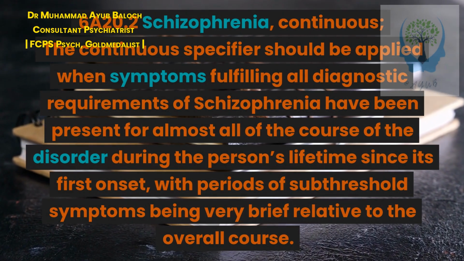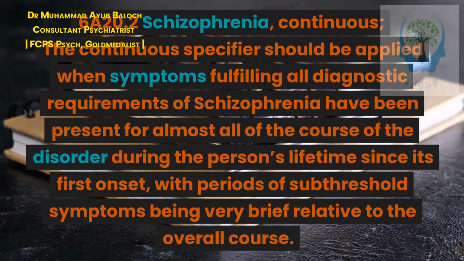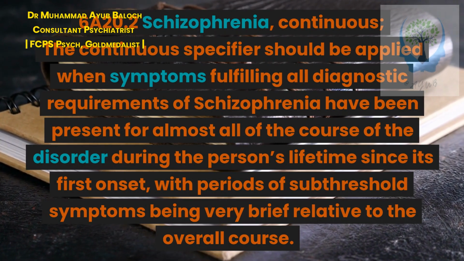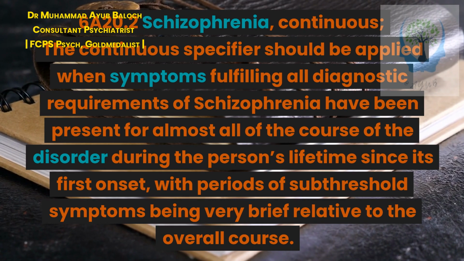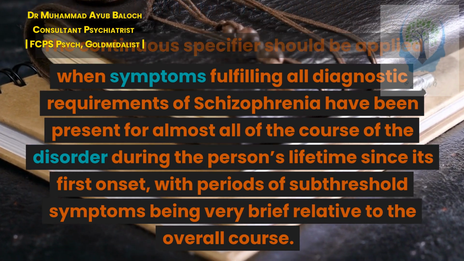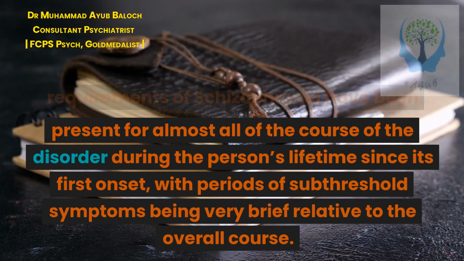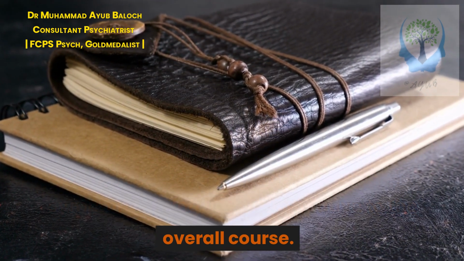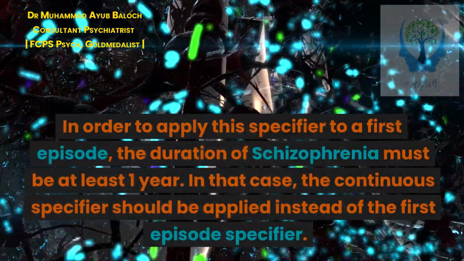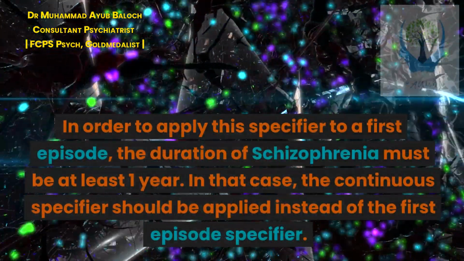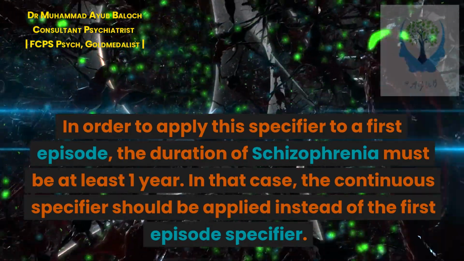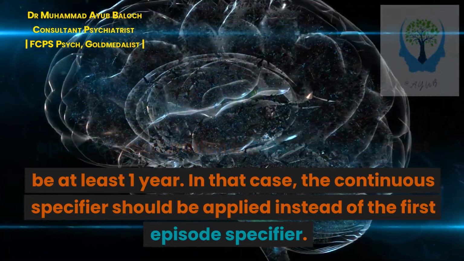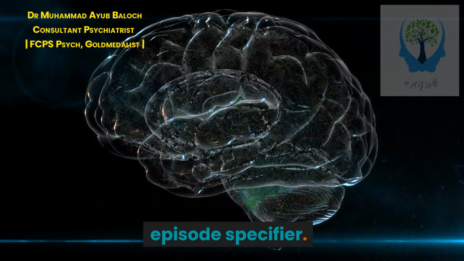6A20.2 Schizophrenia, continuous. The continuous specifier should be applied when symptoms fulfilling all diagnostic requirements of schizophrenia have been present for almost all of the course of the disorder during the person's lifetime since its first onset, with periods of subthreshold symptoms being very brief relative to the overall course. In order to apply this specifier to a first episode, the duration of schizophrenia must be at least 1 year. In that case, the continuous specifier should be applied instead of the first episode specifier.